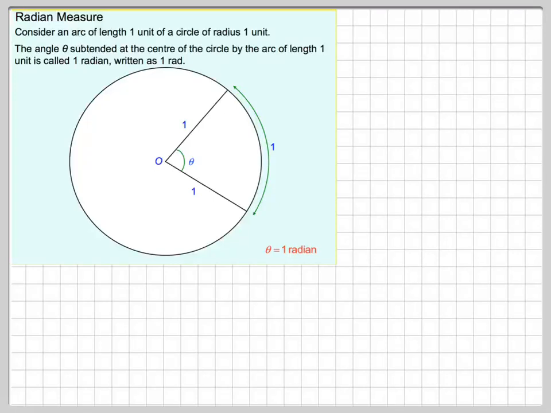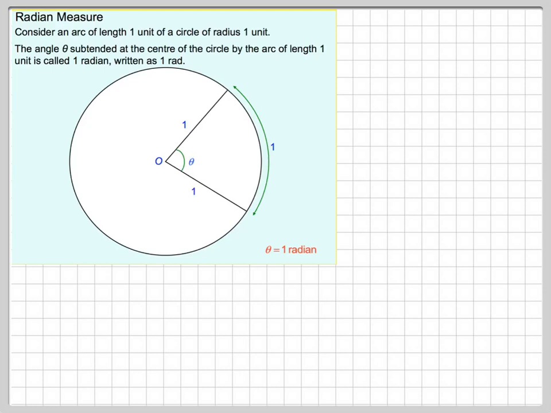Hi, up until now you've always measured angles in degrees. So here we have a circle, a unit circle, so the radius is actually 1, and this angle here is theta. This radius will also be 1. Now if this length here is also 1, this angle here is said to be 1 radian.